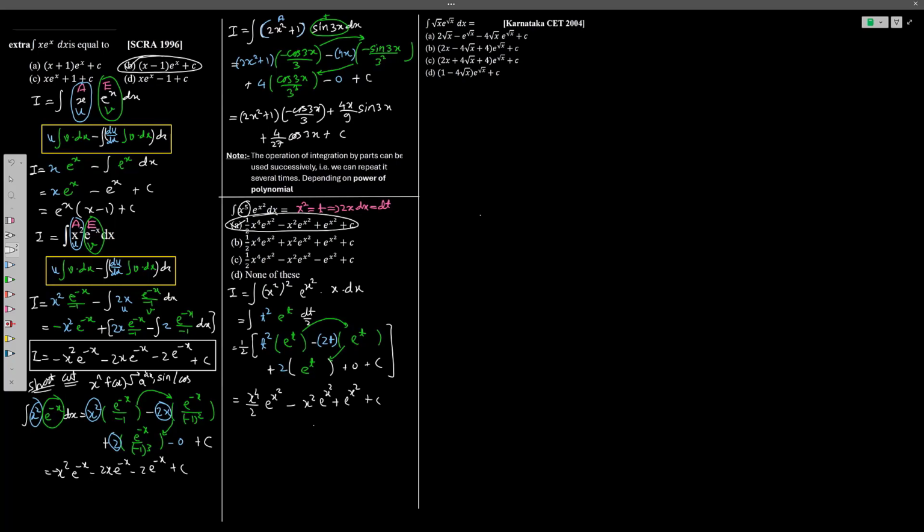Integration of root x into e raised to root x. Root x is your inner function, so assume as t. Problem is that differentiation of root x is not available.